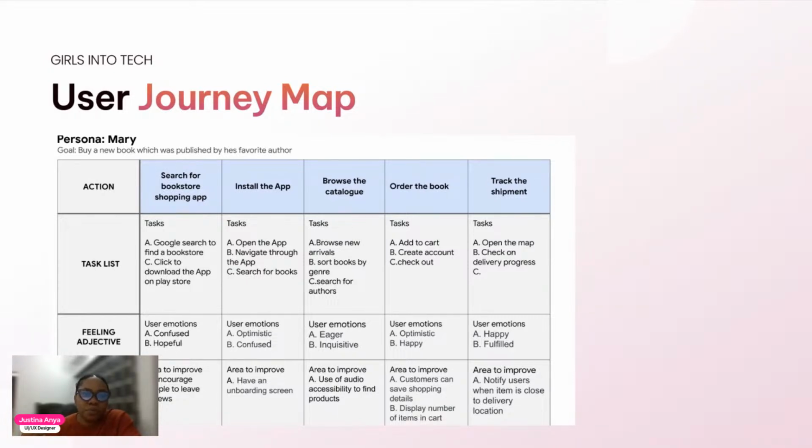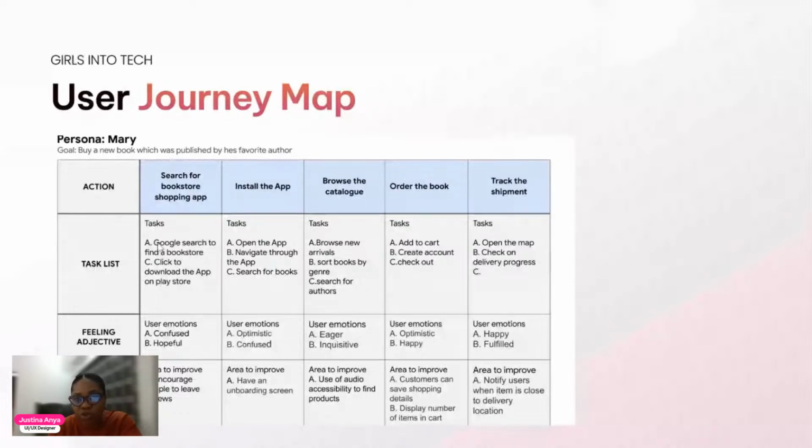So we'll look at the first action she's going to take. Obviously, she's going to search for a bookstore shopping app. The first thing she's going to do is to search for a bookstore shopping app. Then we look at the tasks. While she's performing this action, what are the tasks Mary is going to be accomplishing? Some of the tasks will be to Google search to find a bookstore, then she can click to download the app on Play Store. Those are the tasks that Mary will accomplish while searching for this bookstore shopping app.